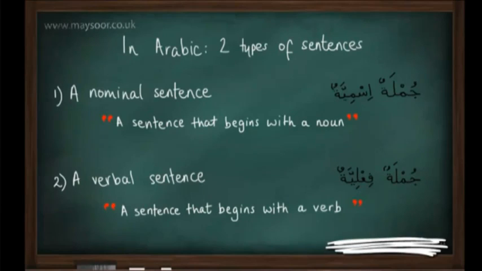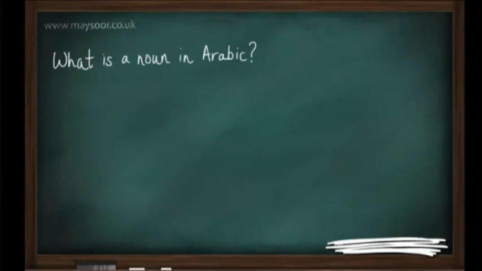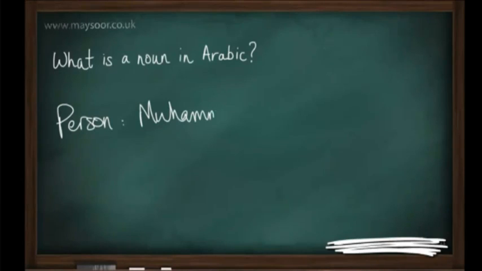So if a nominal sentence is a sentence that begins with a noun, the next question we have to ask ourselves is, what is a noun in Arabic? A noun in Arabic can be the name of a person, for example, Muhammad, Zaid, Maryam.